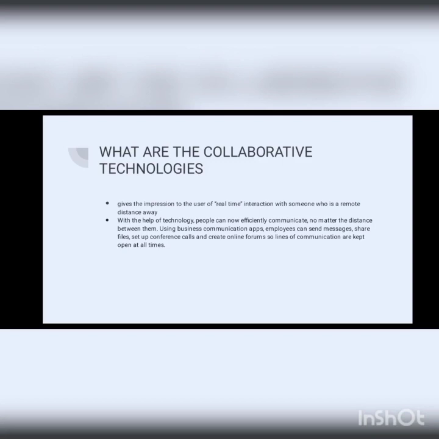When you say collaborative, it talks about people sharing ideas or any information with the help of technology. So just like a video call, you are using cell phones or maybe laptops or any gadget that will help us to communicate with one another.